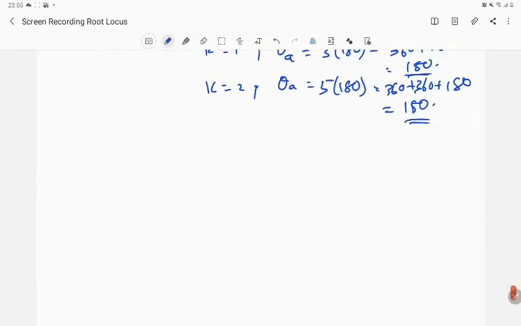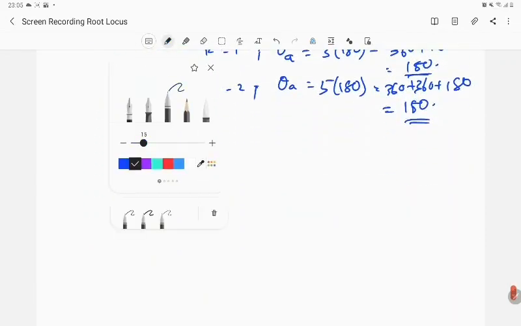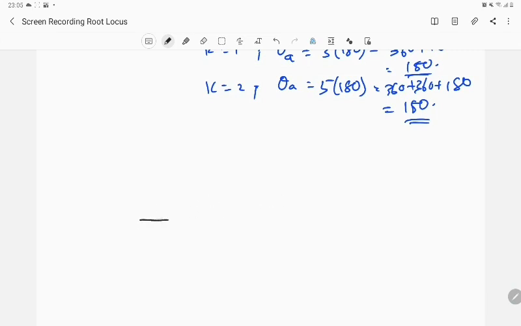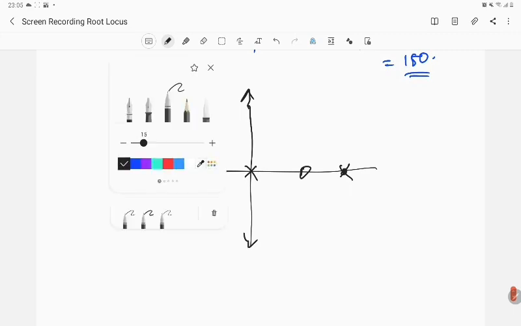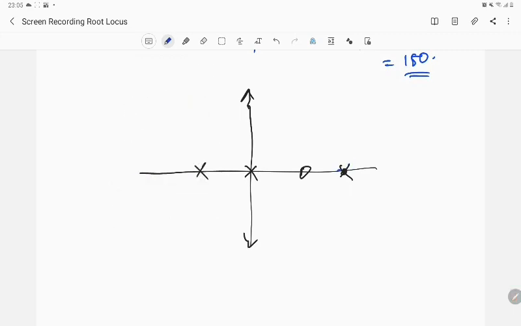What will happen if, for example, we had three poles? If our system was something like this, let's say we had a zero here, we had a pole here, a pole here, and another pole here. Then immediately using the same principle, we'll see that there will be root locus here, and then there will be another one here.